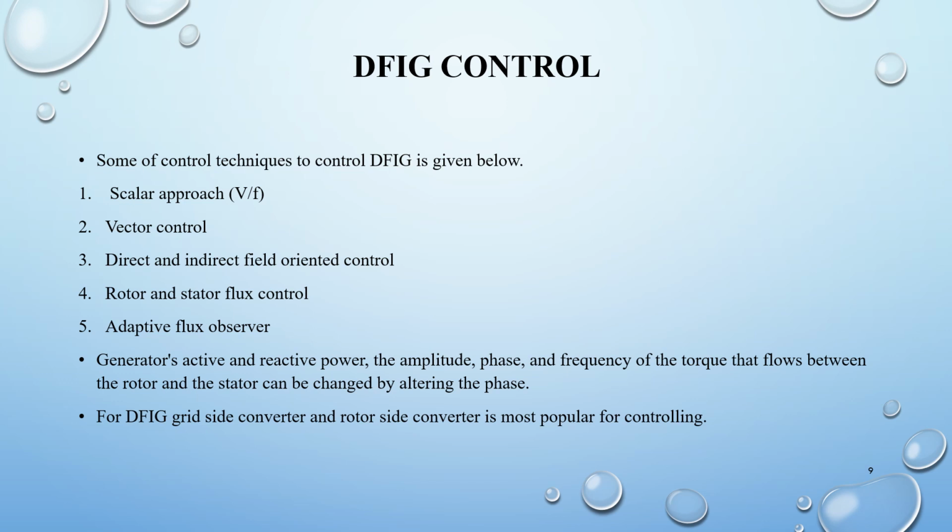Generator active and reactive power, and the amplitude, phase, and frequency of the torque that flows between the rotor and stator, can be changed by altering the phase. For DFIG, the grid side converter and rotor side converter are most popular for controlling.